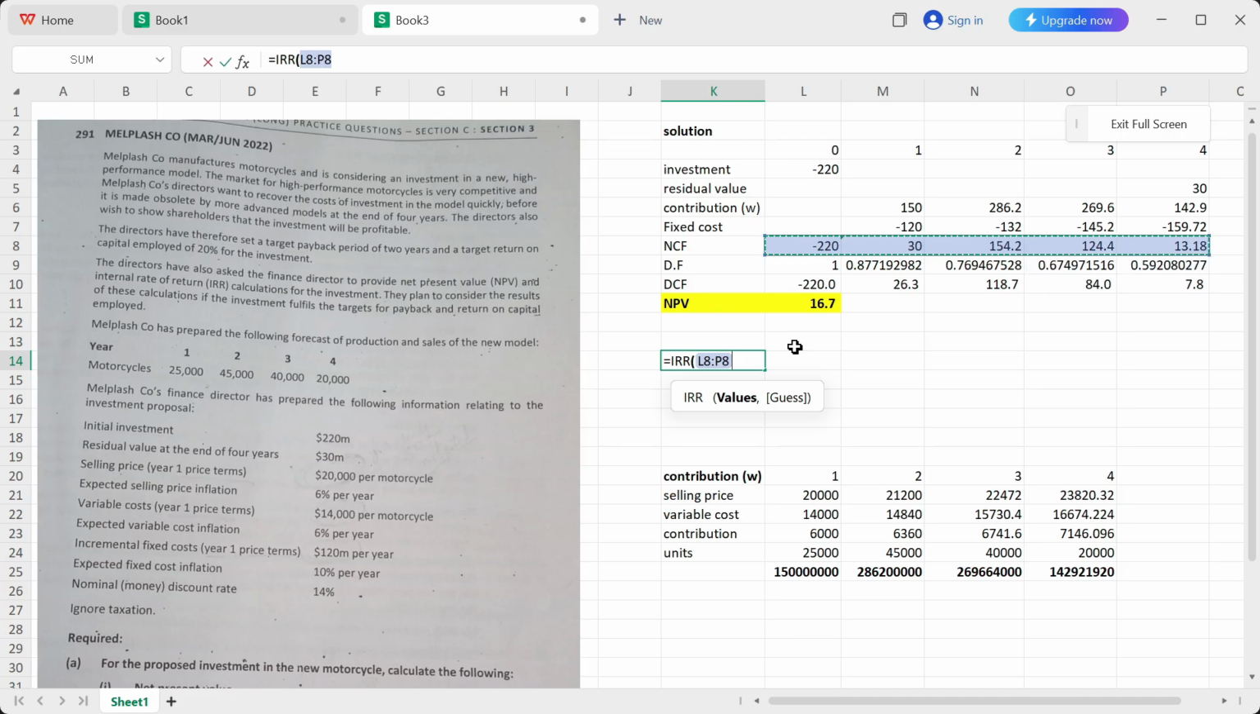Remember that IRR is not applied on discounted cash flow. It's always applied on net cash flow. So you're going to apply the IRR function and select your cells from year 0 to year 4, all the net cash flows. Then close the bracket, and there you go. 18% is your IRR. And with that, the second requirement is also fulfilled.